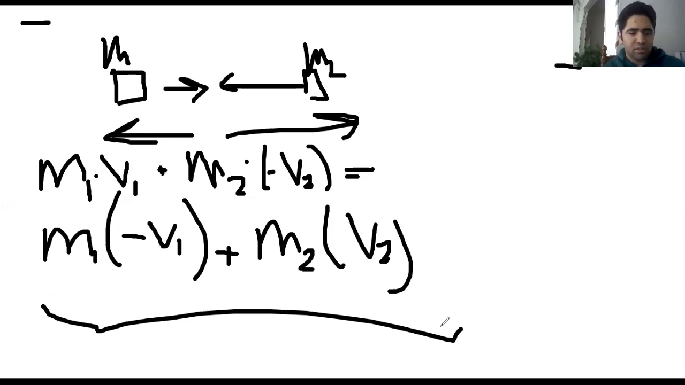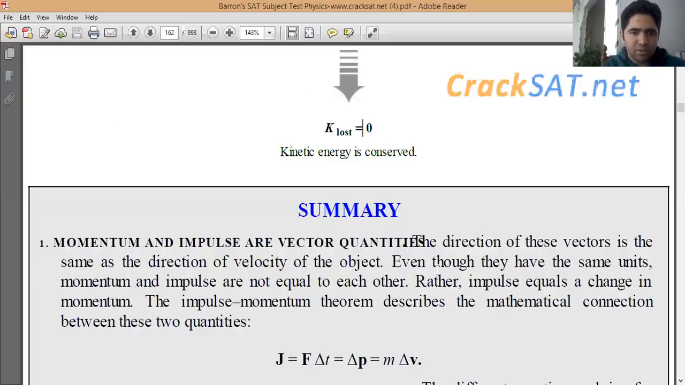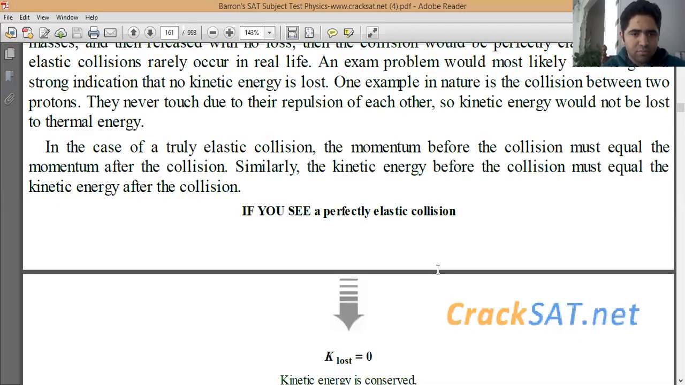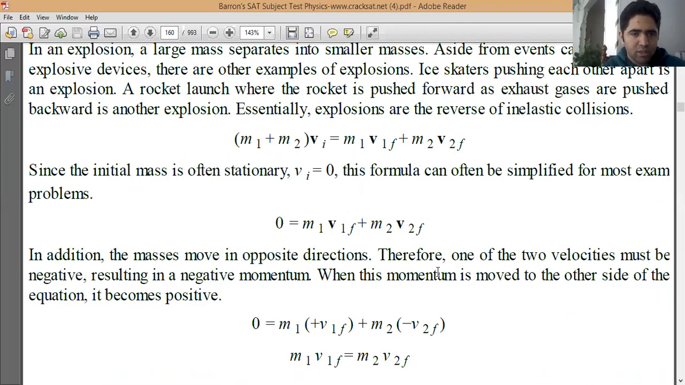I think there was a third situation that I might have forgotten, so I'm going to erase that. In the bomb example, sorry, I may have forgotten that. In the bomb example, you have just one bomb that exploded, so the initial velocity is 0.